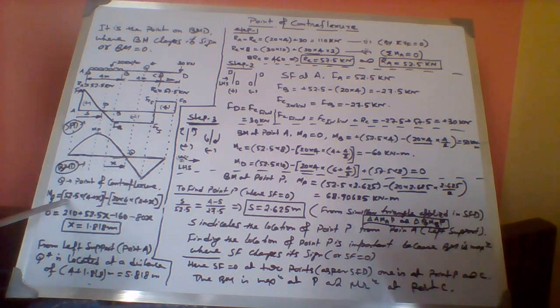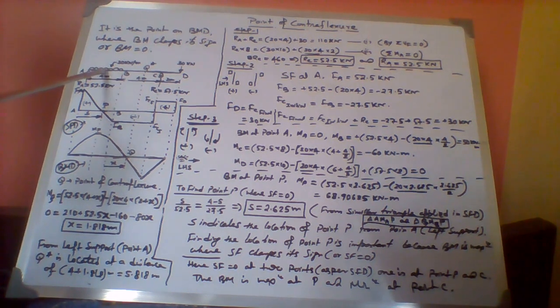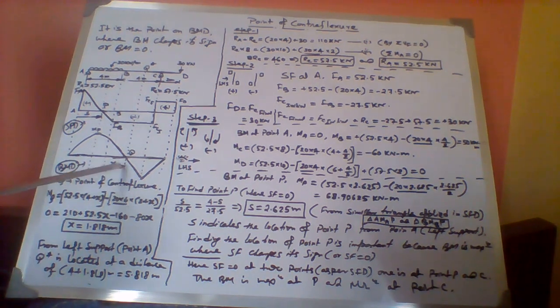If you look from the left, it will be 52.5 into 4 plus this distance. If you choose this distance x from B, you can write 52.5 into 4 plus x. That will be positive because it tries to move clockwise, minus this part 20 into 4, the total force acting from this. What should be the distance from Q? It will be 2 plus x. By doing that, we can find the value of x will come as 1.818 meters. This x is chosen from point B as indicated here.